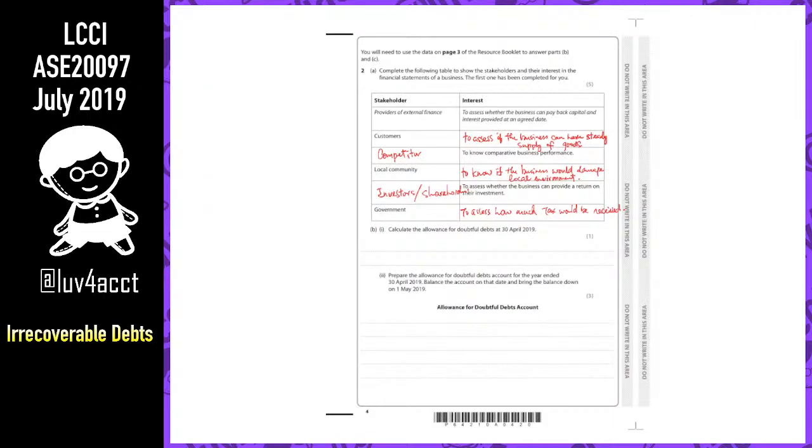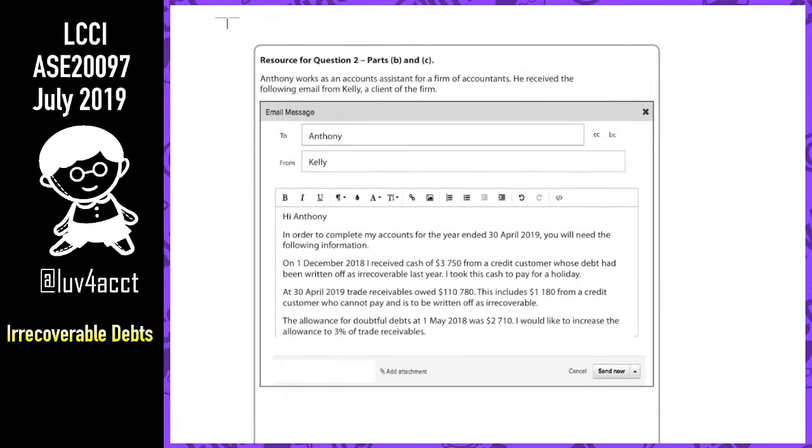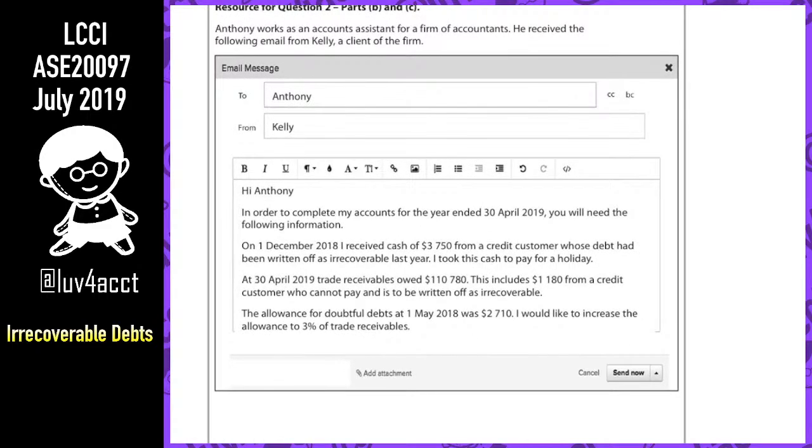So let us move to the email. Anthony works as an accounts assistant for a firm of accountants. He received the following email from Kelly, a client of the firm. Hi Anthony. In order to complete my accounts for the year ended 30th April, you will need the following information. On the 1st of December, year 2018, I received cash of 3750 from a credit customer whose debt had been written off as irrecoverable last year. I took this cash to pay for a holiday.